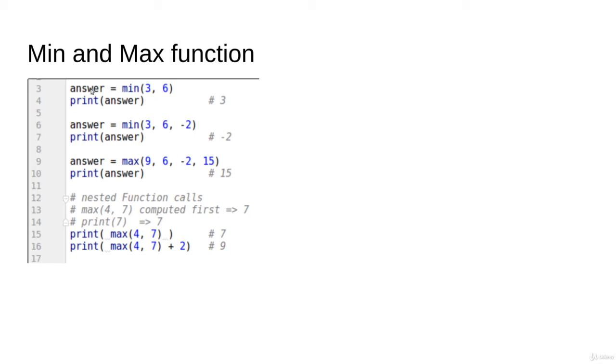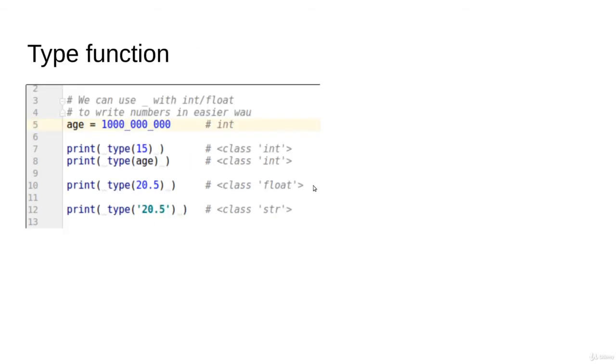Even things can be more nested. For example, I can say print of max of 4 and 7. So what's happening here behind the scenes? The max of 4 and 7 will be solved first. So max of 4 and 7 is going to call the max function to return a 7. Now it becomes print 7. Here it's going to be print 7 plus 2, which is 9.